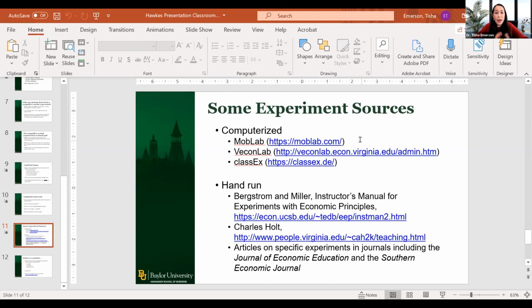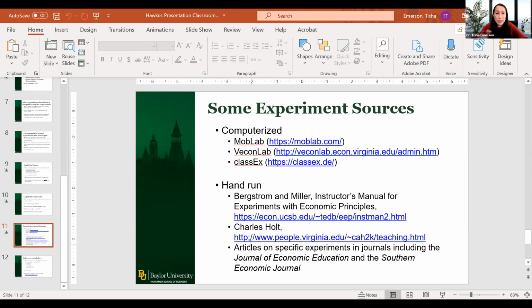And then for hand run, there are lots of sources. My personal favorite is the Bergstrom and Miller Instructor's Manual for experiments with economic principles. And you can get the PDF of the manual, which has instructions for the experiments, all of the handouts that you would need for the experiments. All of that is in the instructor handbook, and you can get a PDF of that at Ted Bergstrom's site.